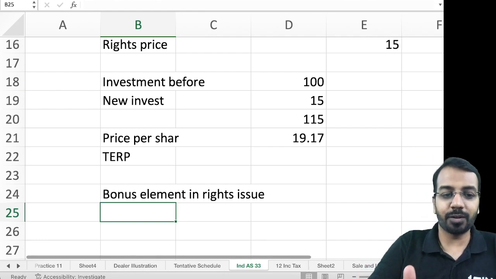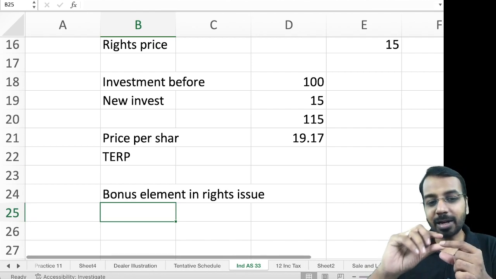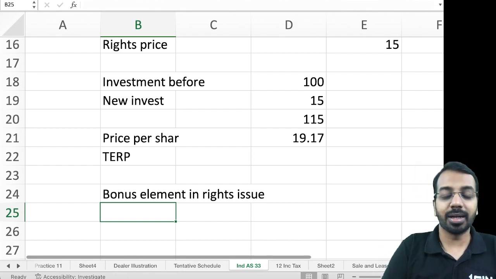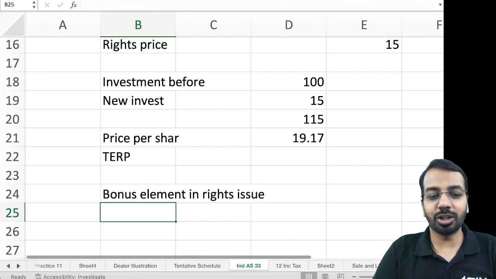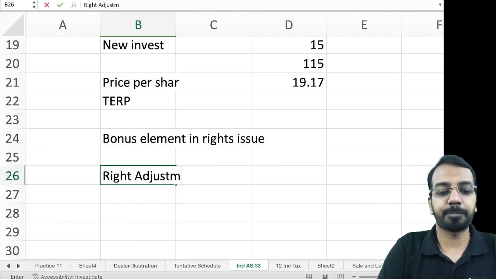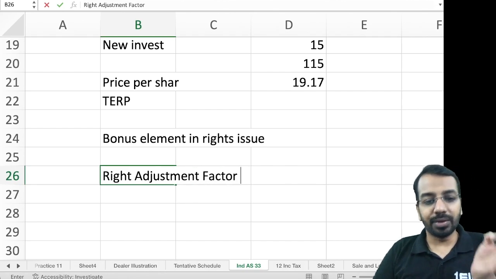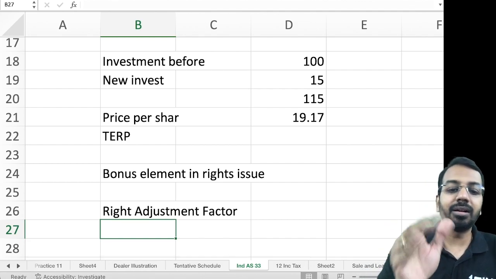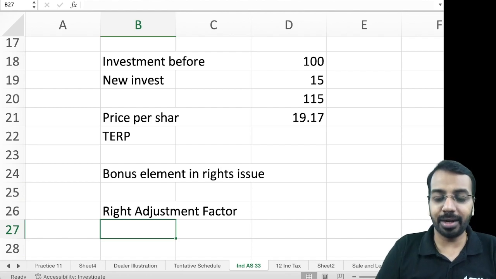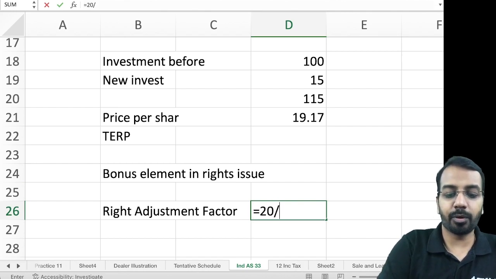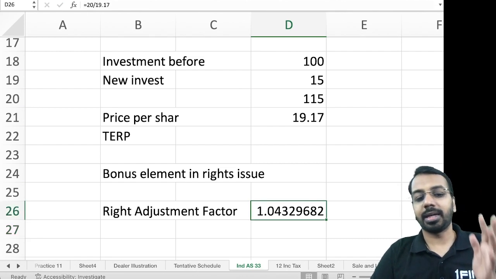Now when the bonus element is there, that part has to be retrospectively adjusted, or adjusted from the beginning of the period. We don't need to get into too much complex calculation. What we normally calculate is something called the rights adjustment factor. With this factor, you will be able to adjust the bonus component in a given rights issue. How do we calculate it? It is basically 20 rupees in this case divided by 19.17. If you do that, 1.04 is the rights adjustment factor.